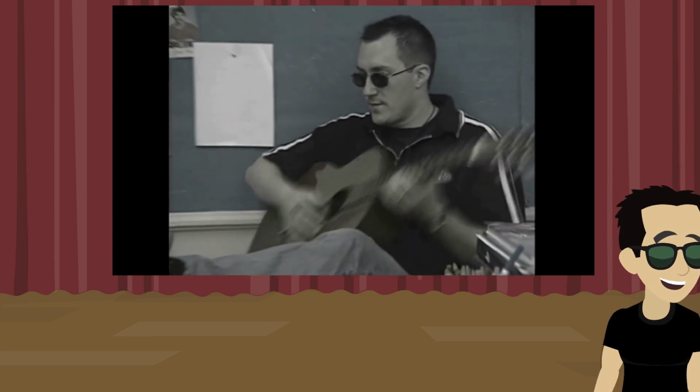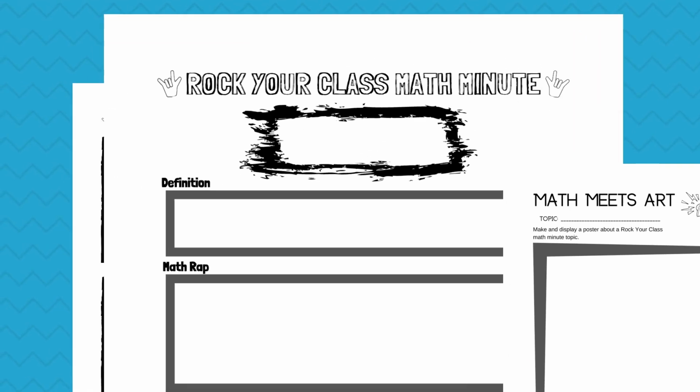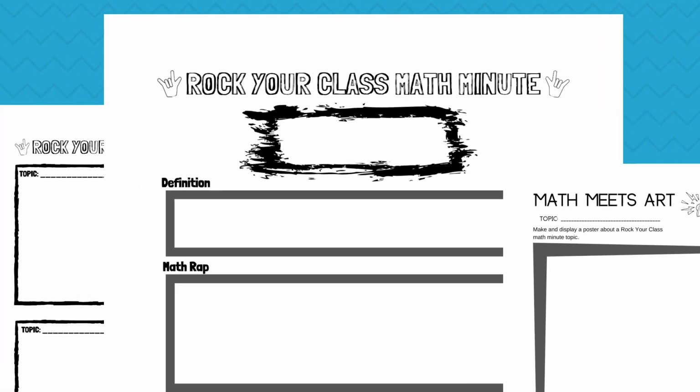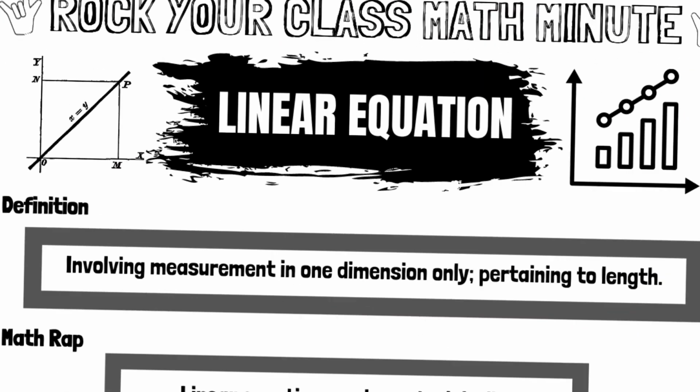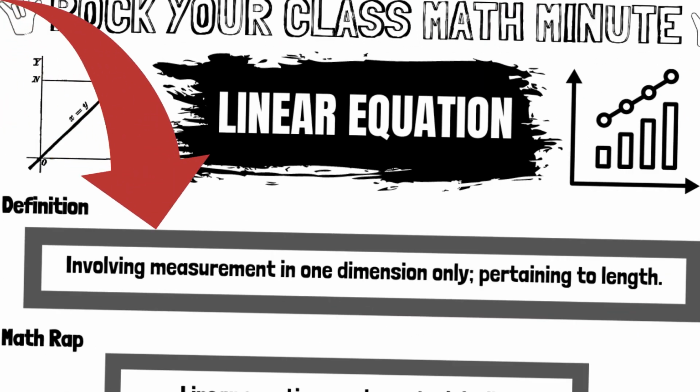Get ready for today's Math Minute topic. Linear equation. What does the dictionary say? Involving measurement in one dimension only, pertaining to length.